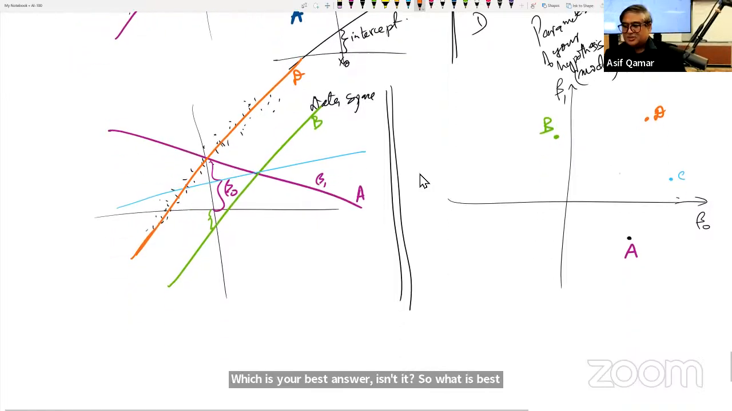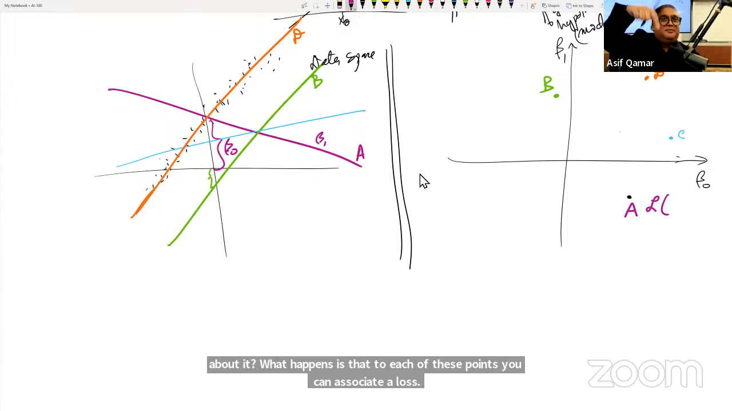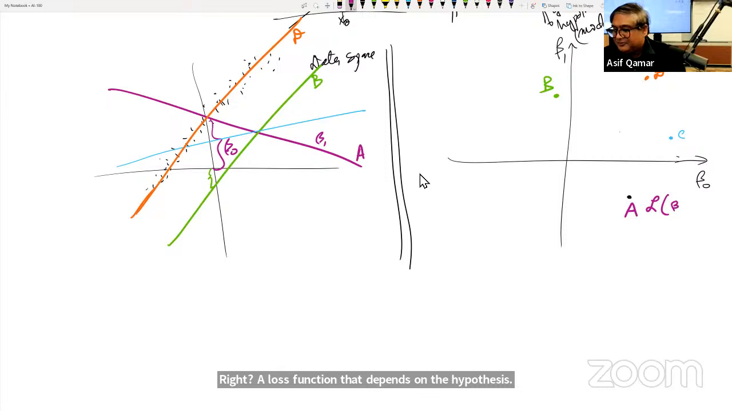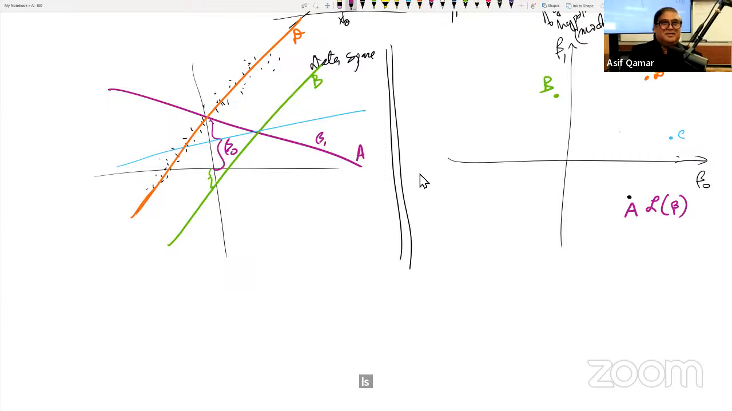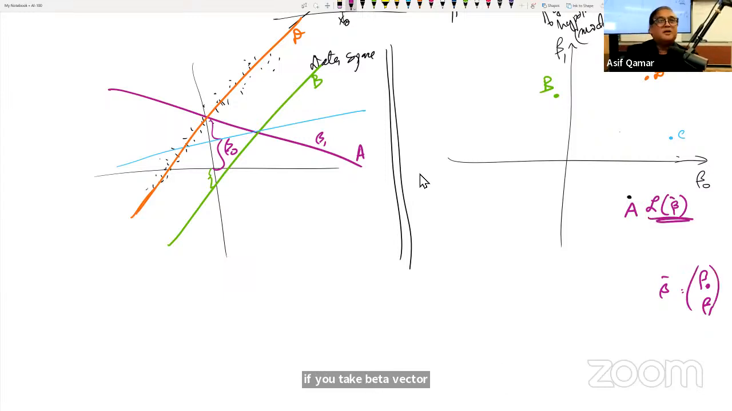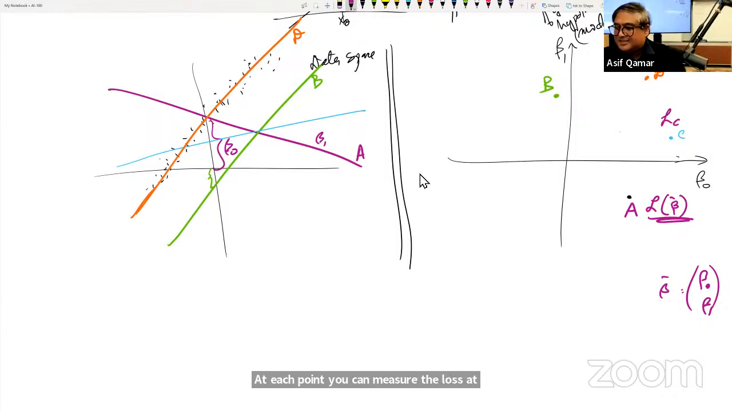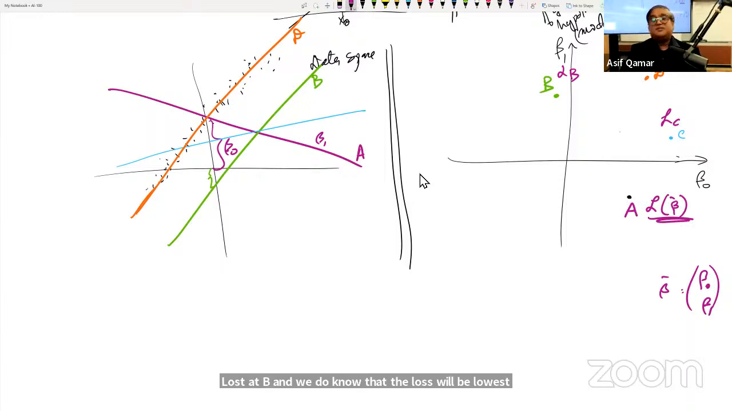What happens is that to each of these points, you can associate a loss, right? A loss function that depends on the hypothesis, depends on the line that you chose. So it is a function of beta, isn't it? The choice of beta naught, beta 1, the beta vector, right? So if you take the beta vector as beta naught, beta 1, it is a function of loss. At each point, you can measure the loss at C, loss at D, loss at B. And we do know that the loss will be lowest at D, right? So now let's do one thing.